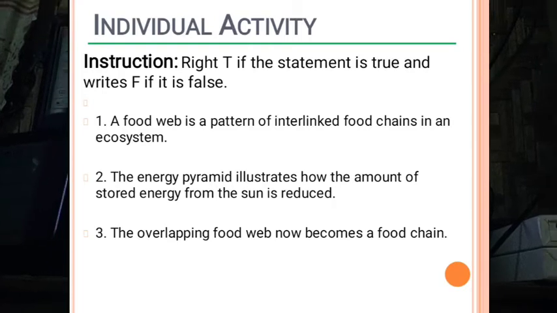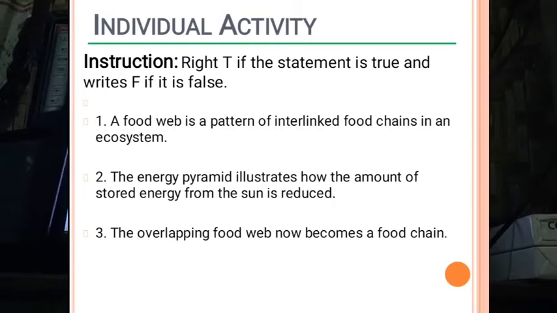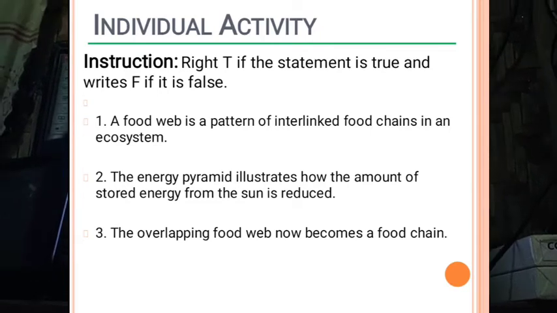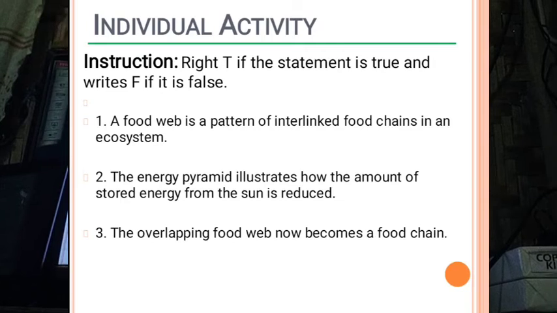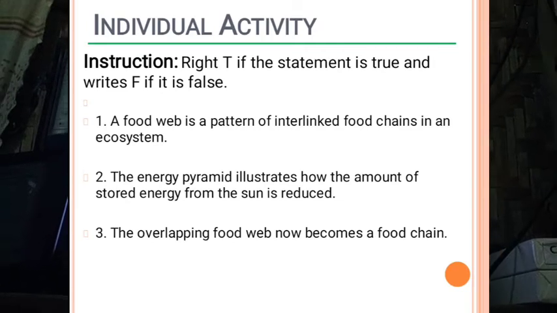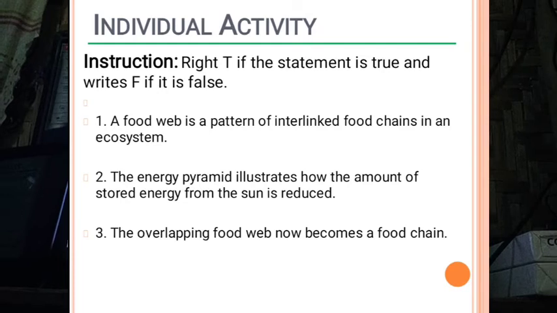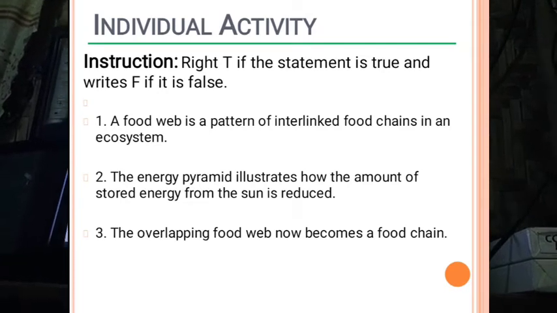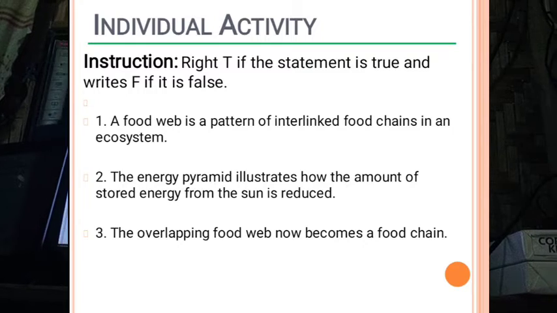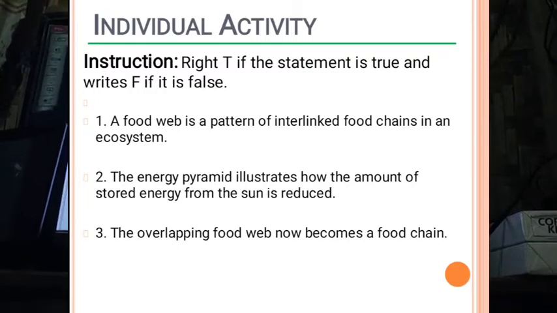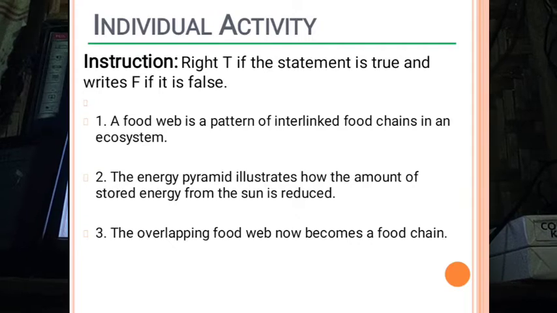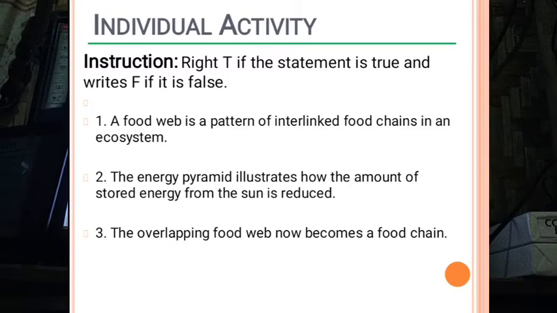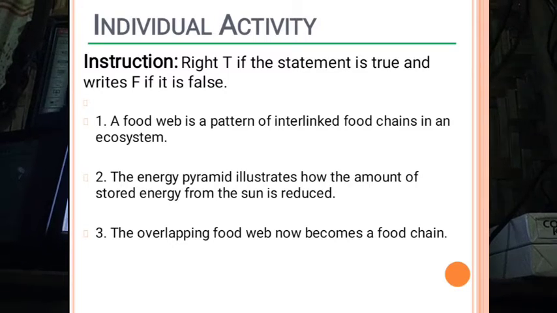Write T if the statement is true and write F if the statement is false. Okay, only write the capital letter T and F. So, here's your question for number 1. A food web is a pattern of interlinked food chains in an ecosystem. I repeat, a food web is a pattern of interlinked food chains in an ecosystem. Okay, write your answer.